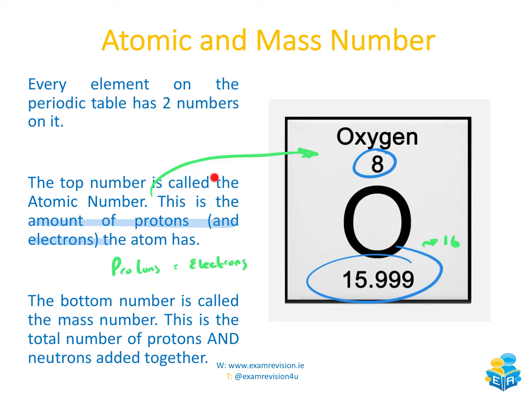So this atomic number up here, the smaller number, the 8, is telling me that oxygen has 8 protons. But because it has 8 protons, it's actually telling me that there's also 8 electrons there as well.